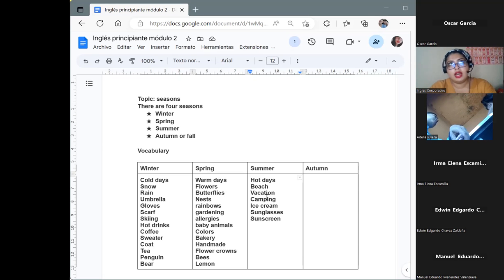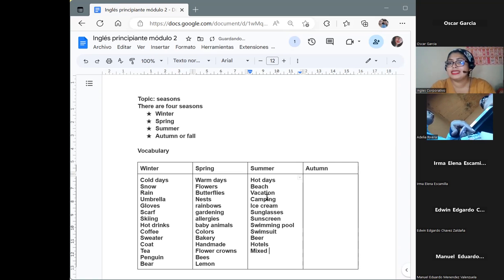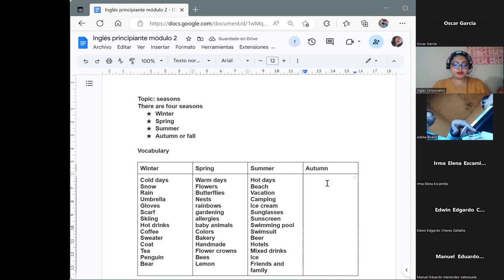because in these days, it's kind of hard to go outside with the heat and also with the sun that is kind of hot. Then we have the swimming pool, una piscina. A swimsuit, son trajes de baño, beer, in some cases we can think about beer, que son cervezas, hotels, hoteles para ir a vacacionar, mixed drinks, bebidas mezcladas, ice, hielo, and also friends and family, familia y amigos.